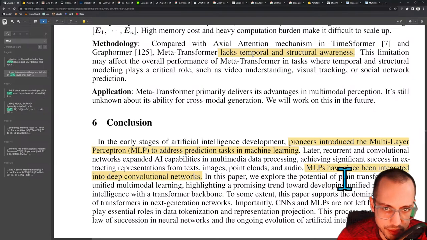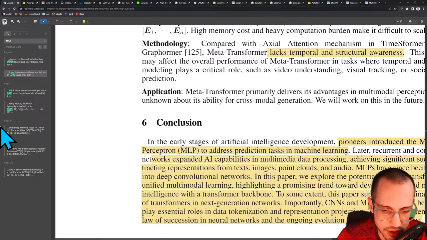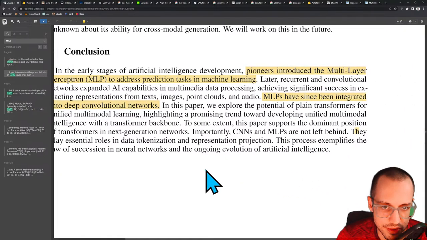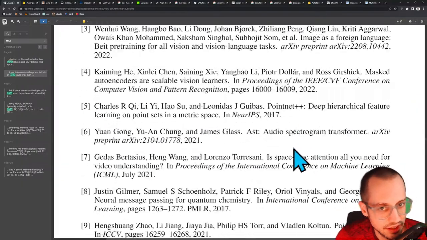In this paper, we explore the potential of plain transformers for unified multimodal learning, highlighting a promising trend towards developing unified multimodal intelligence with a transformer backbone. To some extent, this paper supports the dominant position of transformers in next-generation networks. Importantly, CNNs and MLPs are not left behind. They play essential roles in data tokenization and representation projection. This process exemplifies the law of succession in neural networks and the ongoing evolution of artificial intelligence. What is going on in this paper? They're just talking about nothing and something, extremely vague and high level.